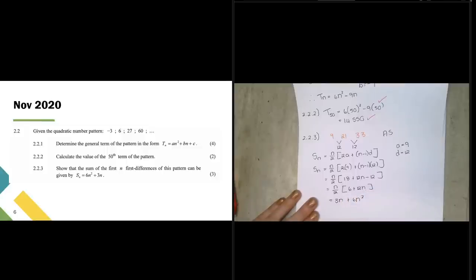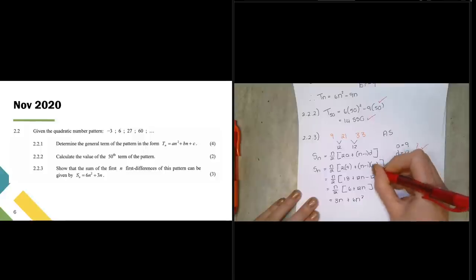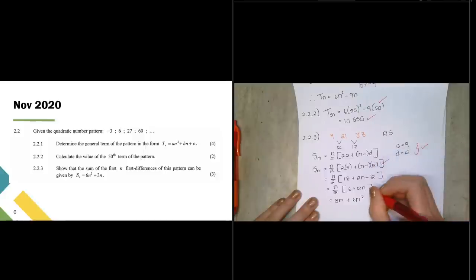Exactly. So, where did the marks go? It was one mark for the a and the d values, a mark for showing your substitution, and then a mark up until the second last step. Why did they not give a mark for the last step? Because the answer is on the question paper.